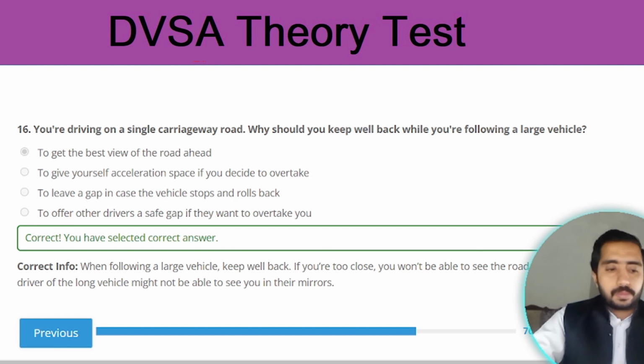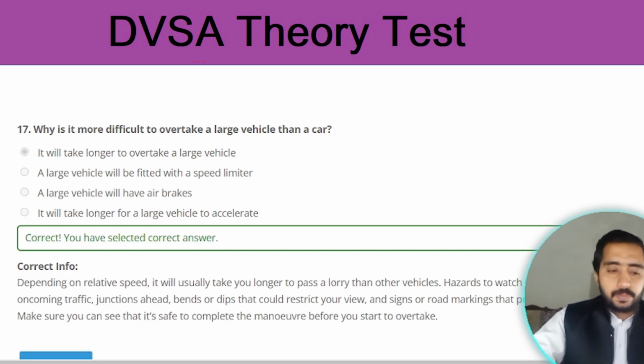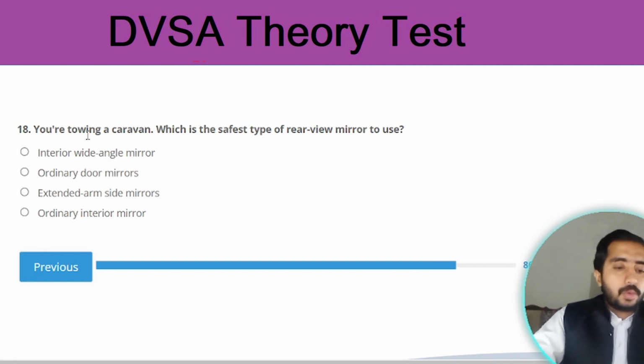Next one. Question number 17. Why is it more difficult to overtake a large vehicle as compared to a car? It will take longer to overtake a large vehicle. Okay, this one is correct. Next one. Question 18. You are towing a caravan. What is the safest type of rear view mirror to use? The safest way is to use extended arm side mirrors.